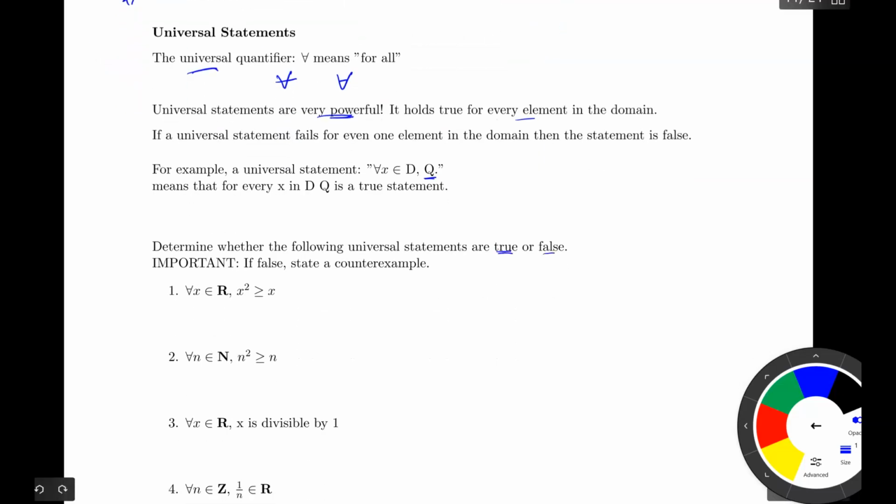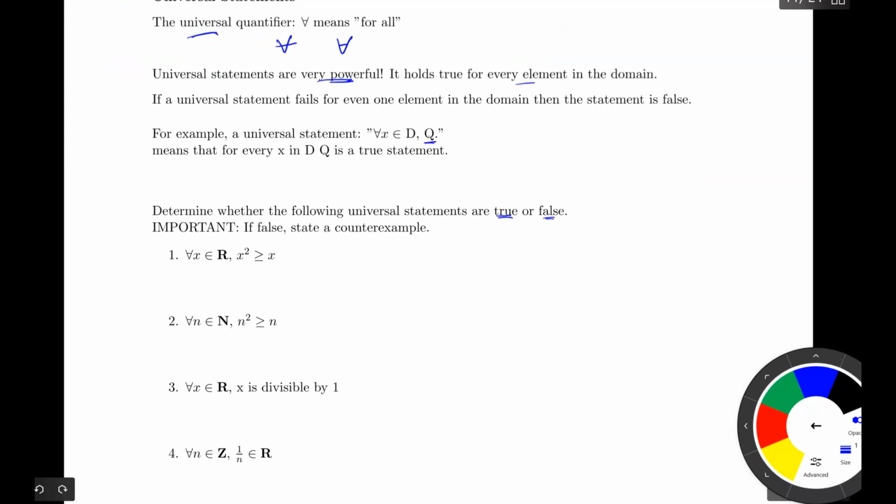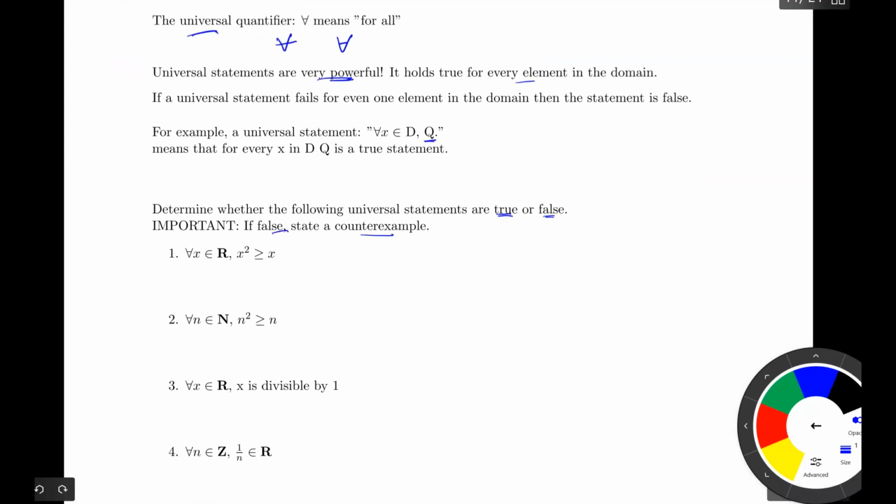So determine whether these are true or false. And if it's false, give me a counterexample. You don't need to prove it's true, but if it's false, give me a counterexample. So for every X in the real numbers, X squared is always bigger than or equal to X. I think that's false. So my counterexample: if I use X equal 1/2, I get 1/4, which is not greater than or equal to 1/2, right? Okay, so that's not true.